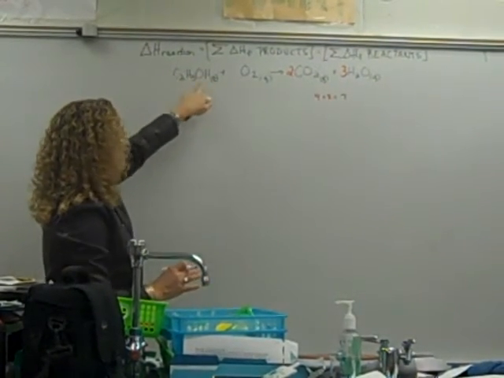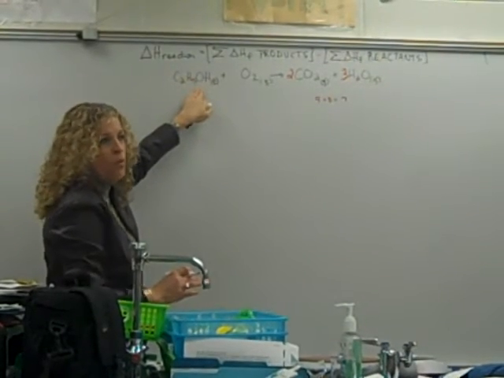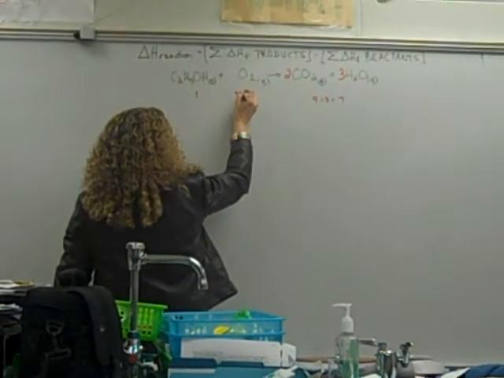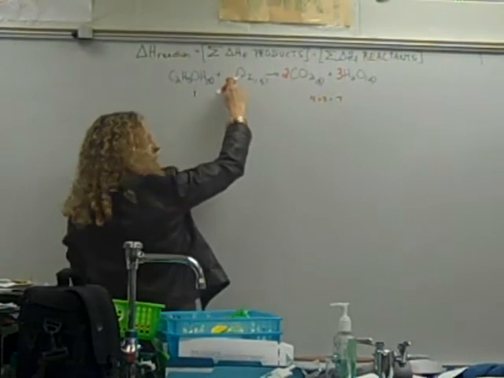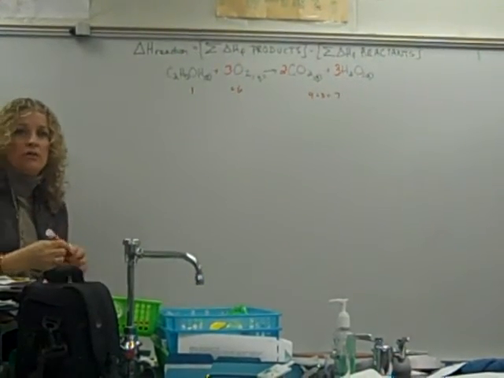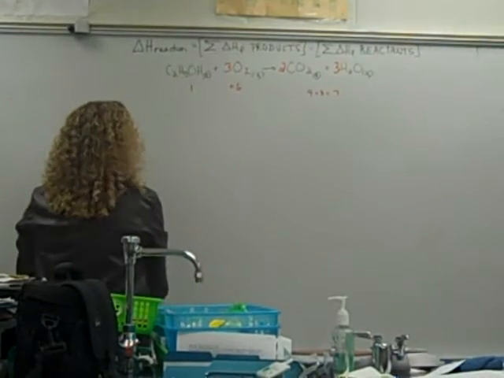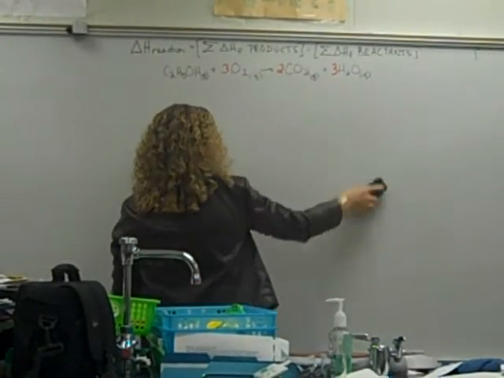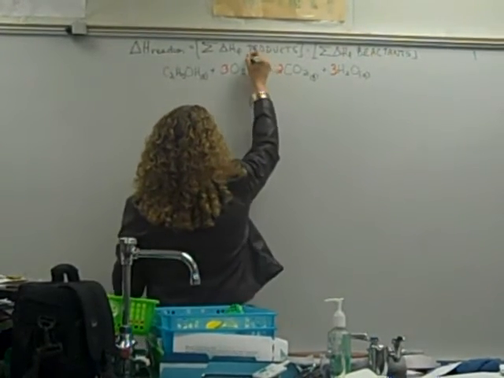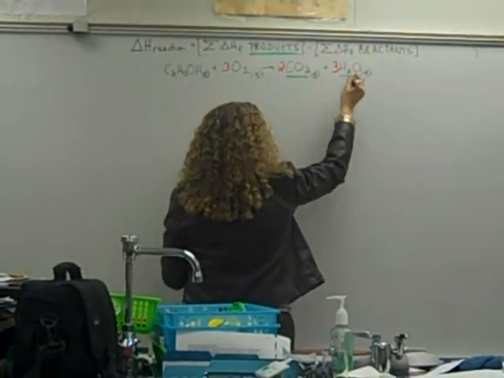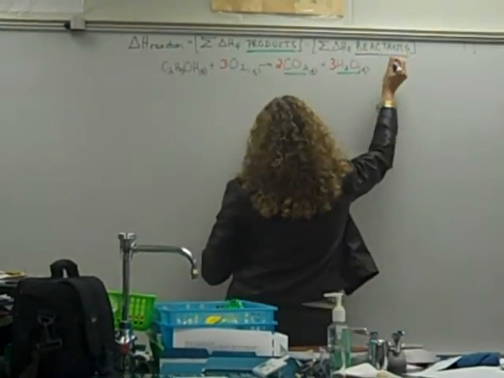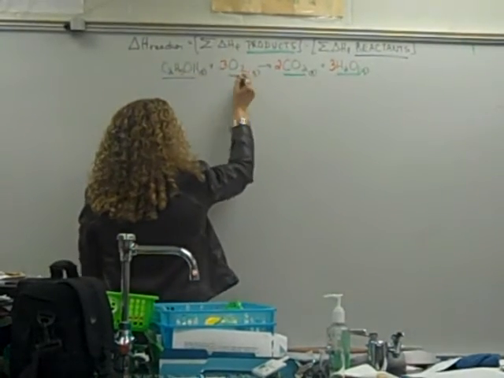So let's see, how many oxygens do we already have here? 1. We've already got 1 oxygen, and so how many more do we need from here? 6. We need 6 more. What number can I put in front? 3. And now we've got our balanced combustion reaction. So now it's a simple matter of looking things up, but we're going to start with our products, and then we're going to do our reactants. I'm just going to try and color code these a little bit to help you.